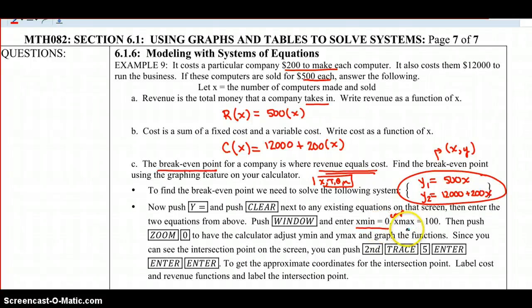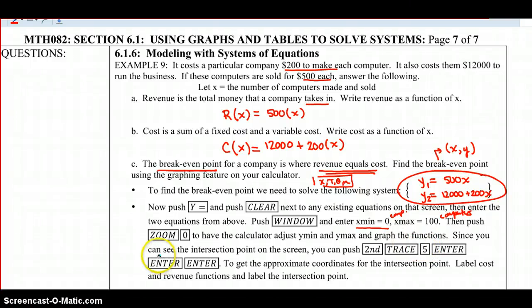And we're kind of just guessing. Remember, with the calculator we need to be able to see the intersection point on screen. So we're going to start with a first guess and see what happens all the way out to 100 computers bought and sold, or made and sold. Then you're going to push zoom 0 and have your calculator adjust the Y min and Y max to graph the functions.